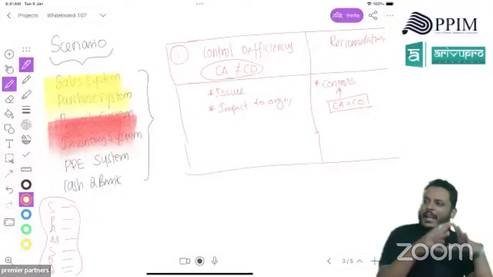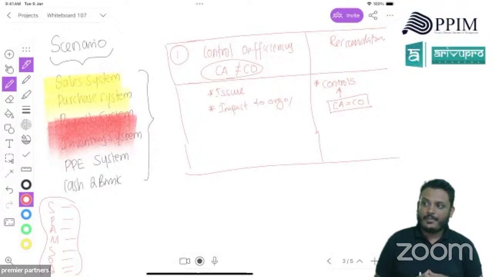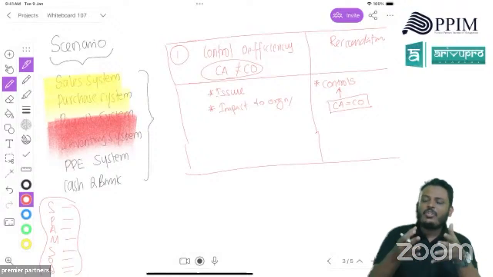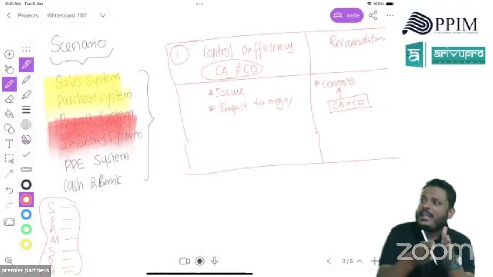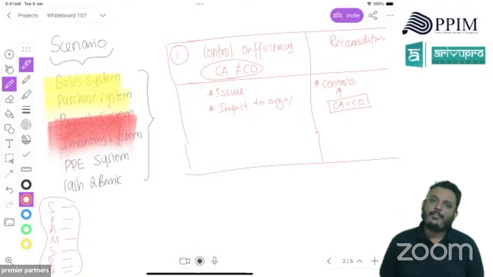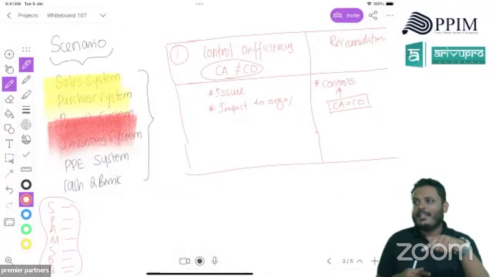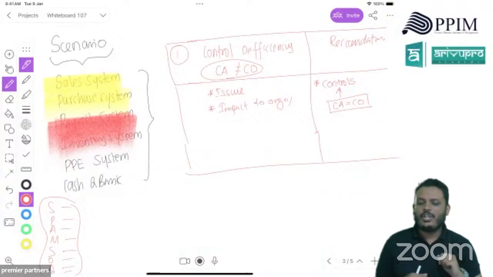So when control activity does not meet the control objective, that is what we call a deficiency. That's why we write that issue, and we write how your organization is going to be affected as a result of that deficiency. But when we are writing the recommendation, we should write the controls, and those controls should be effective controls. That's why we write CA is equal to CO.